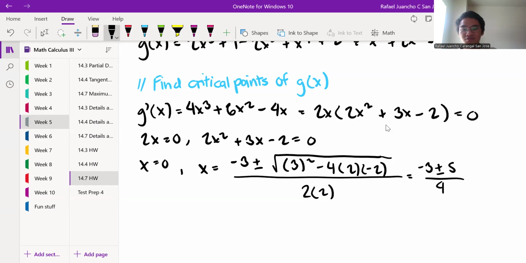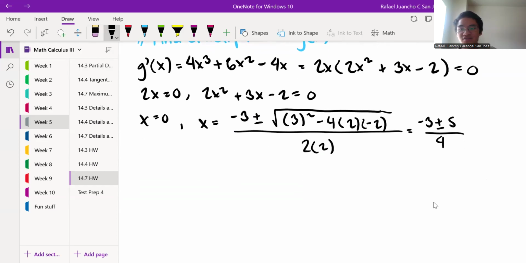Oh, I got two things. So for my x values, I actually get negative 3 minus 5 over 4. So I either get a negative 2, or when I add it, 5 minus 3 is 2 over 4, I get 1/2. Now, which one is it? That could be both. I don't know. Let me see. Oh, negative 2. Oh, so what do we realize?